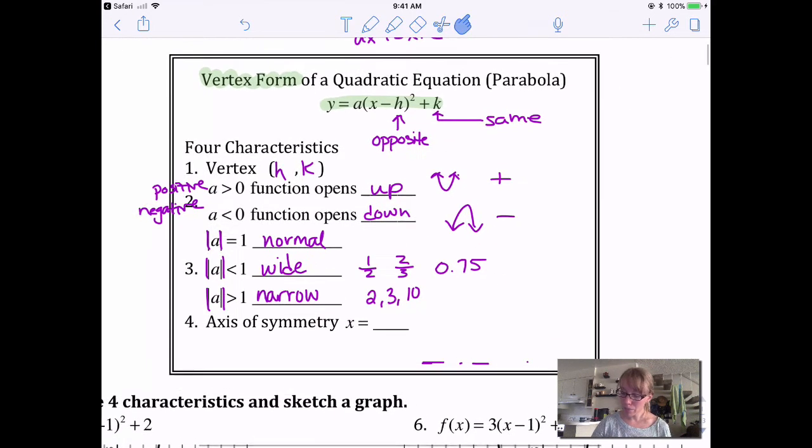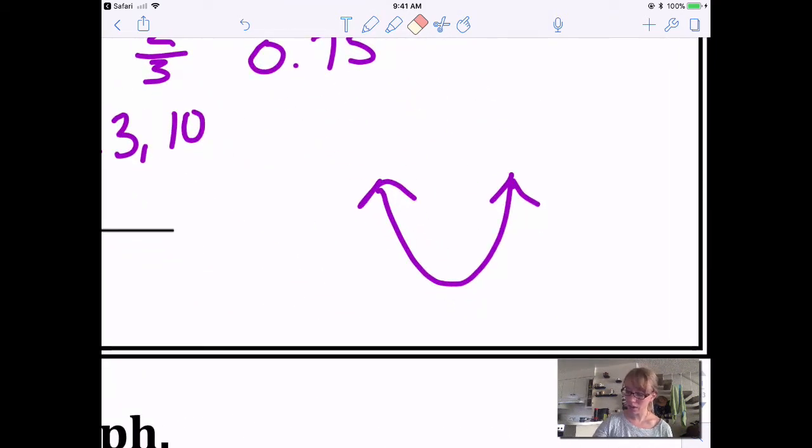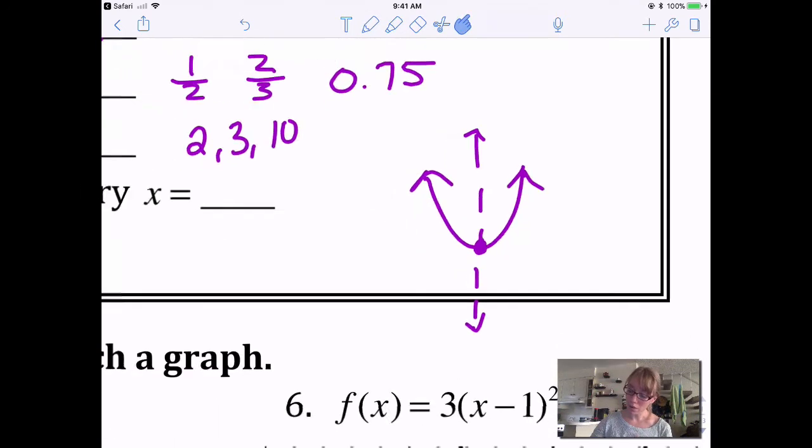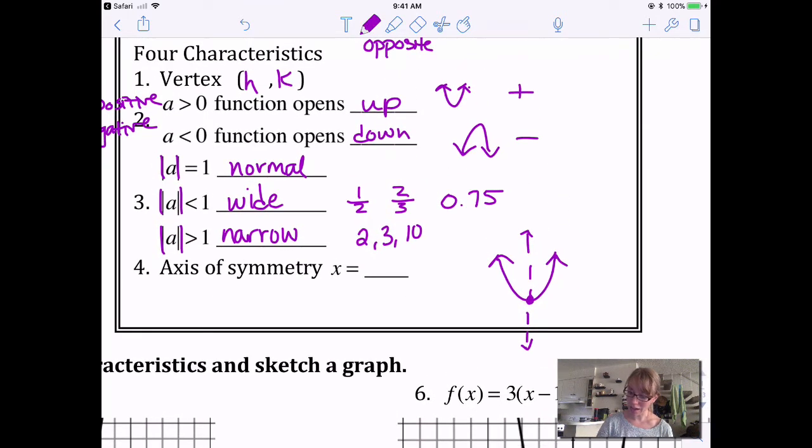Okay. And our parabola, if you recall, looks like this, or it could be facing down, but we actually have a symmetric graph here, meaning that if I folded this graph right down through its vertex, I would be able to fold one side right on top of the other. So our axis of symmetry has to go through the vertex. It's a vertical line, so it has to be an x line. So I'm just going to match that x value with my vertex x value. So this is x is equal to h.